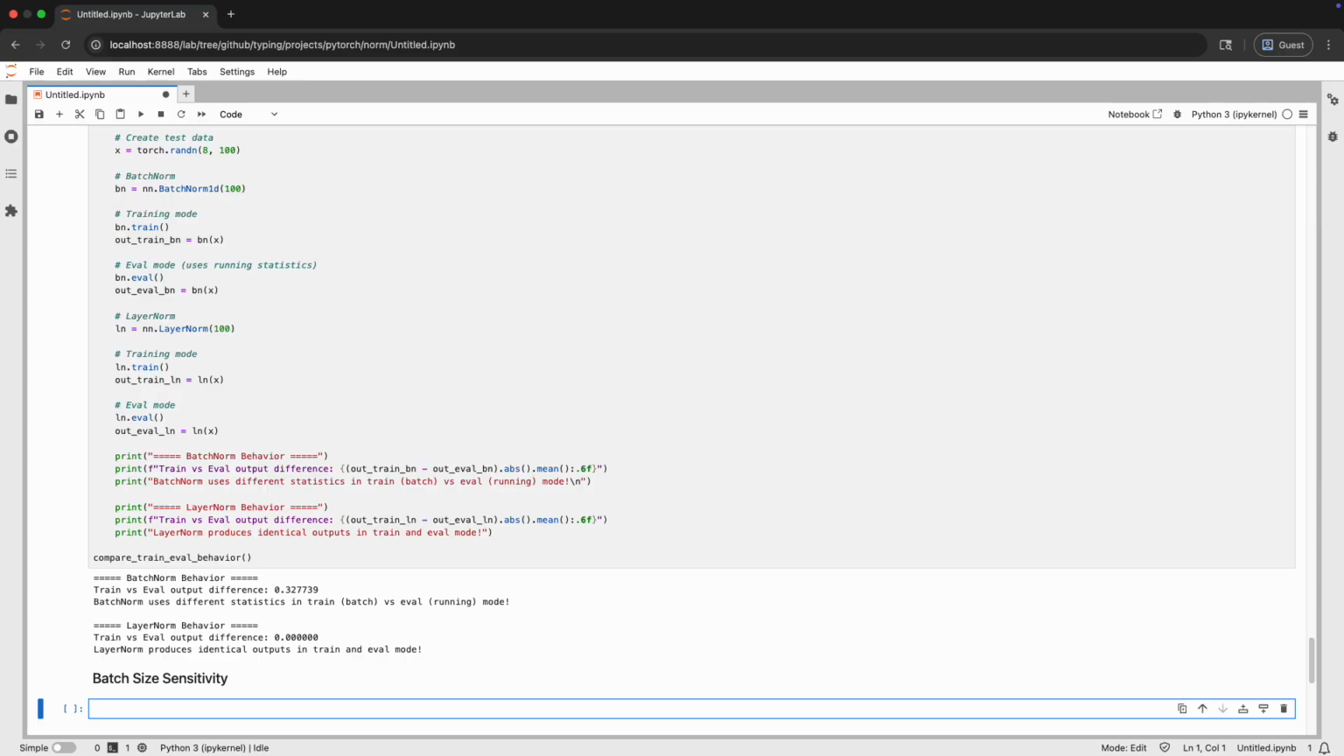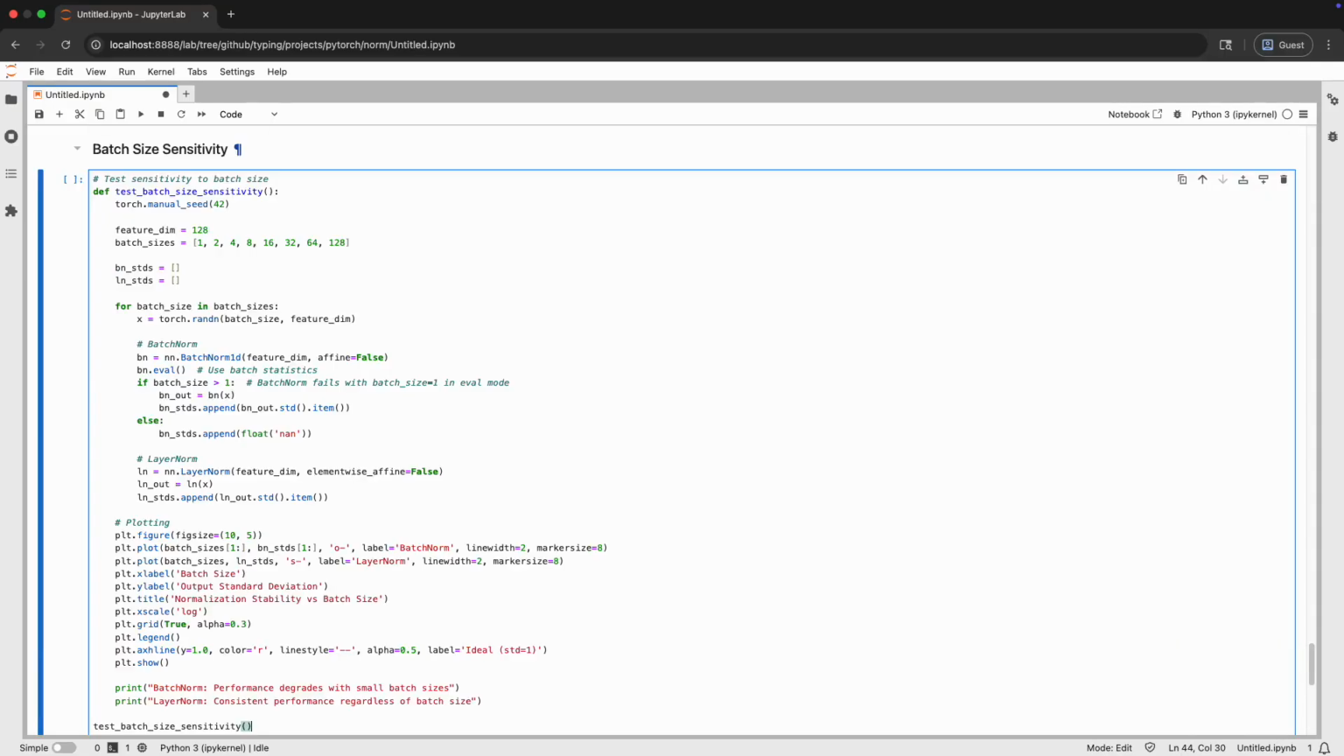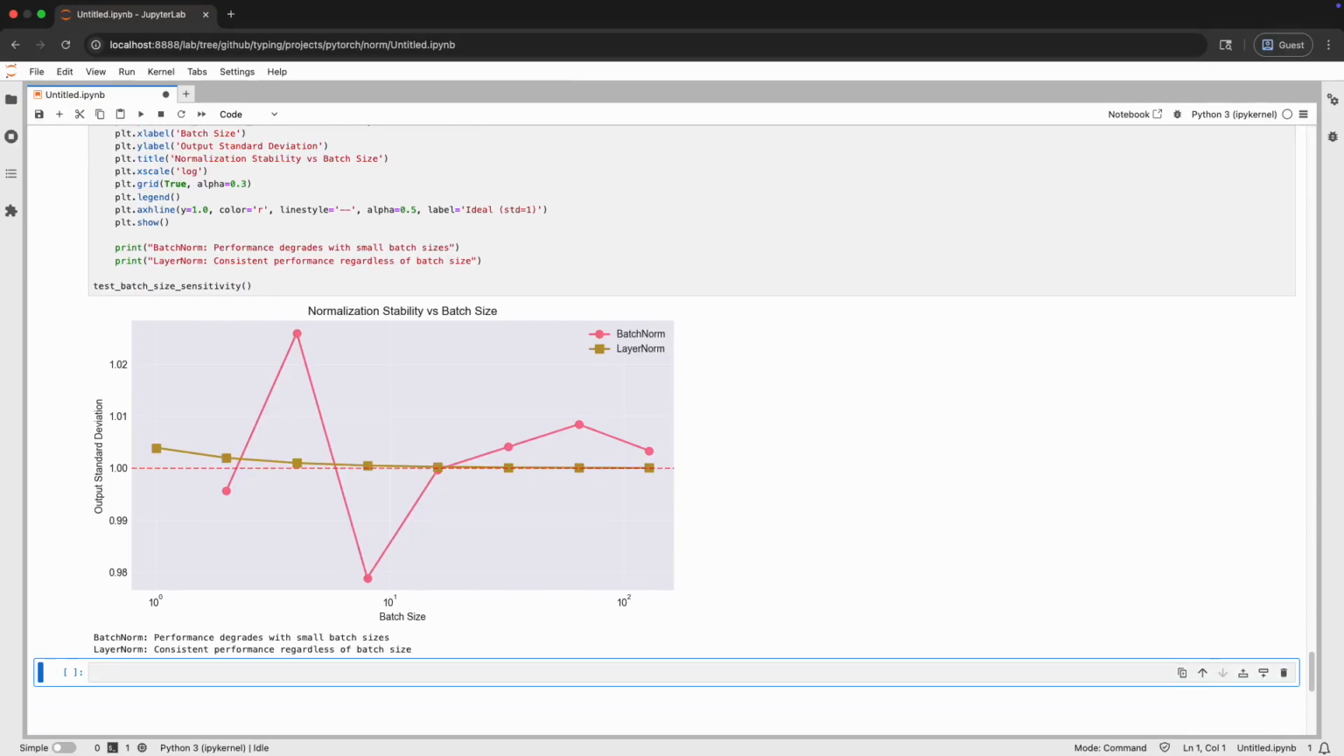Let's test how both normalization methods perform with different batch sizes. I'm testing both normalization methods across a range of batch sizes, from 1 to 128, to see how stable their outputs are. Look at this graph showing normalization stability versus batch size. BatchNorm's performance clearly degrades with small batch sizes, showing unstable standard deviations. LayerNorm maintains perfectly consistent performance regardless of batch size, staying close to the ideal standard deviation of 1. This batch size independence is one of the main reasons LayerNorm has become so popular.